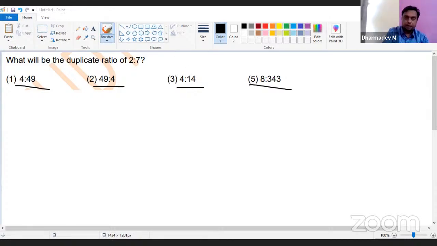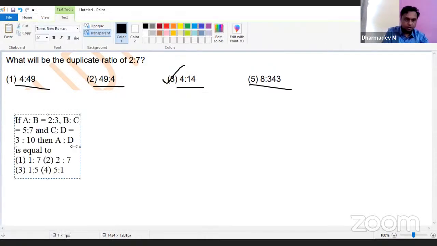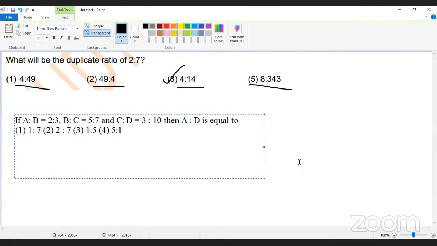Questions are very simple. These all are your previous year questions. Questions are very simple. Do not worry at all. It's just a matter of your speed and understanding of the topic. Okay. So I'm just giving you the second question. Any doubts with 2:7? No, sir. Okay. Next question.